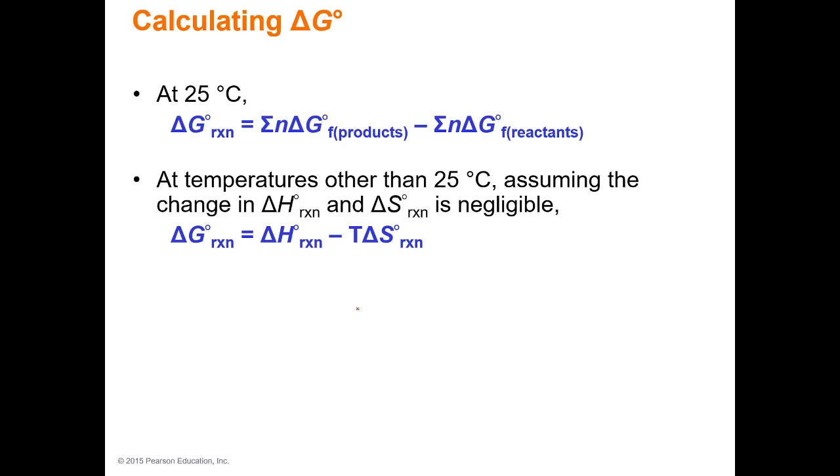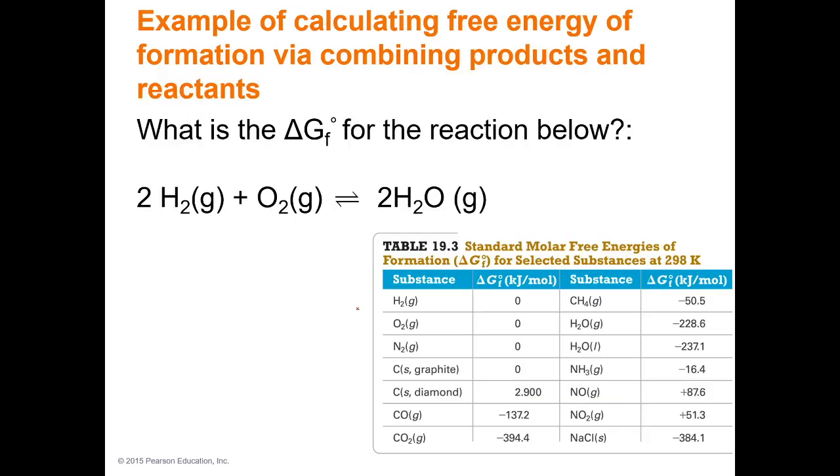You have to actually find delta H and delta S, put it in this equation, and multiply it times temperature to account for that. Because the delta G is always going to change significantly. Delta H and delta S sometimes won't change significantly, depending on how far away you're going. So let's do an example of how we would do this summing thing.